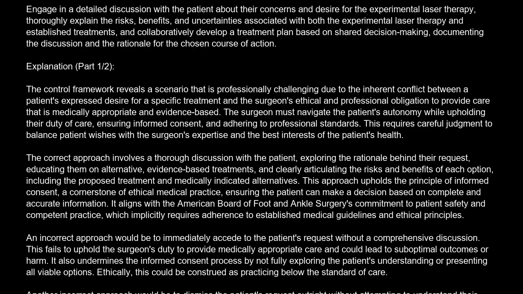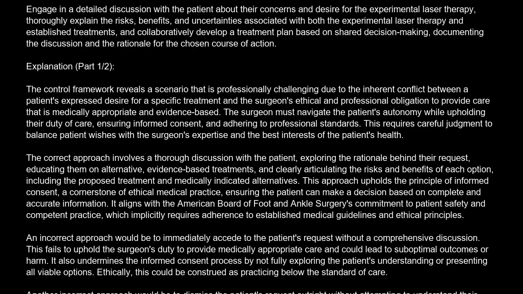The correct approach involves a thorough discussion with the patient, exploring the rationale behind their request, educating them on alternative, evidence-based treatments, and clearly articulating the risks and benefits of each option, including the proposed treatment and medically indicated alternatives. This approach upholds the principle of informed consent, a cornerstone of ethical medical practice, ensuring the patient can make a decision based on complete and accurate information. It aligns with the American Board of Foot and Ankle Surgery's commitment to patient safety and competent practice, which implicitly requires adherence to established medical guidelines and ethical principles.